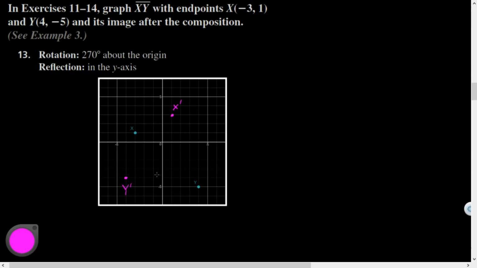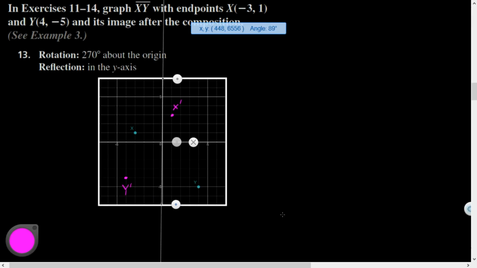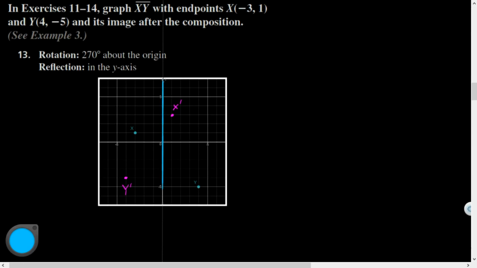For y prime. Right? And then they asked us to reflect it over the y-axis. And the y-axis is the same as the equation x = 0. It's a vertical line that passes through 0 on the x-axis. And so if I reflect these, reflections I think are usually a little bit easier.